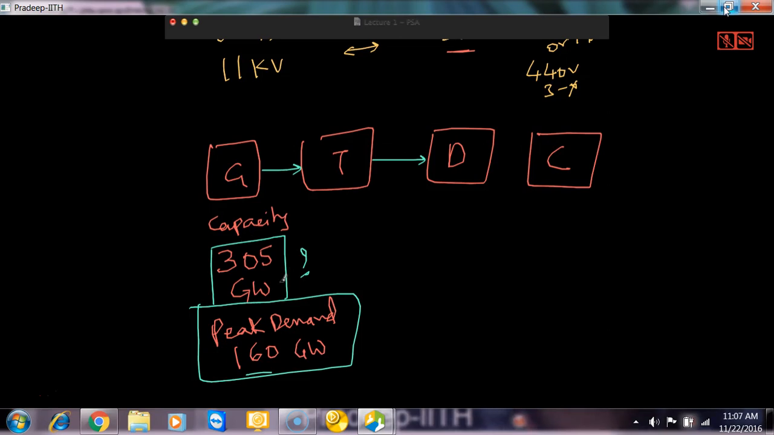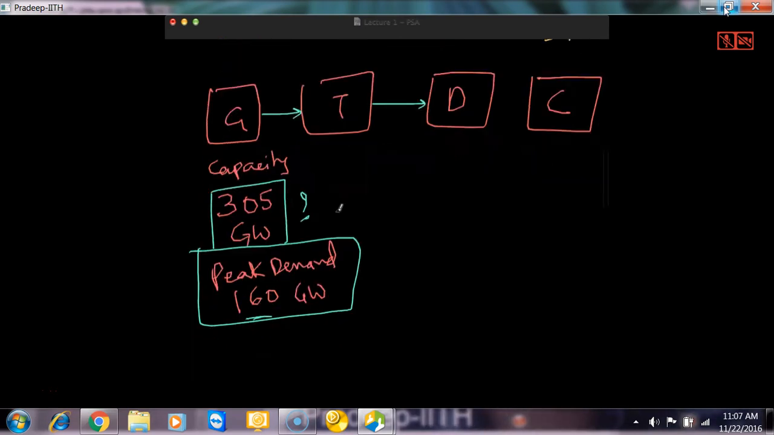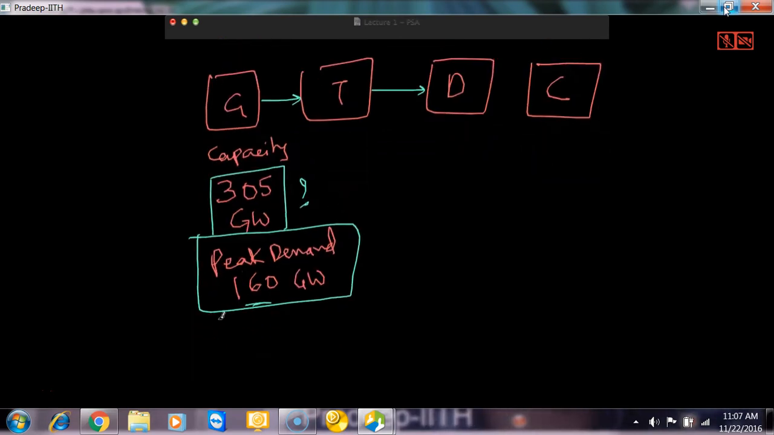So why unnecessarily go for large generation to meet the peak demand of 160? In spite of all these things, there is also some kind of deficit, unable to meet the peak demand. That is called peak deficit. This is again typically in the range of 1 to 5 gigawatts. So on one hand, so much capacity is installed. On the other hand, we are not able to meet the peak demand.